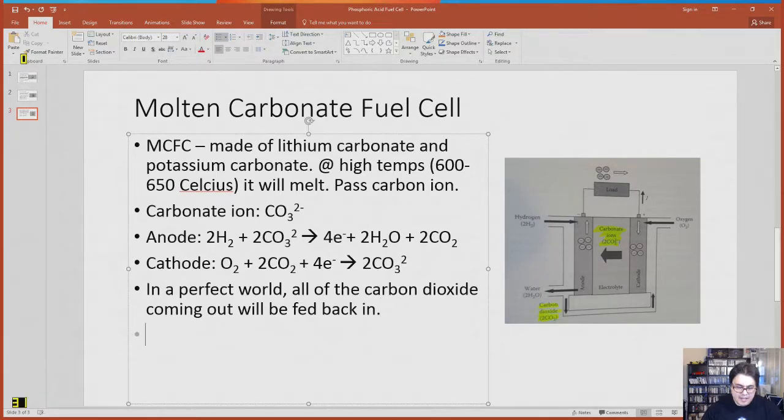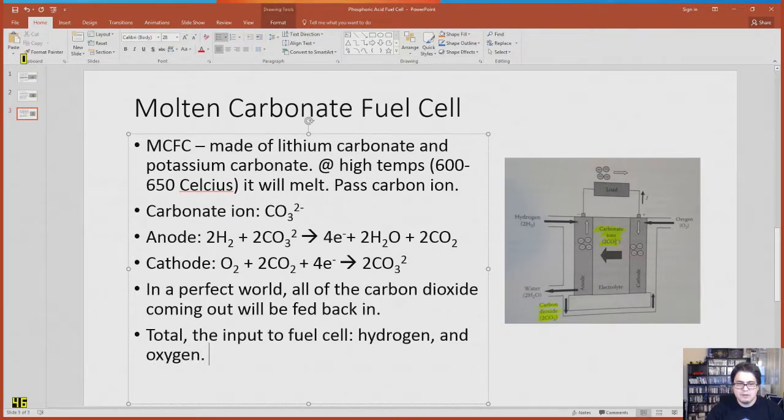So at the end of the day, in total, the input to the fuel cell was what? All we really put into a fuel cell was hydrogen and oxygen. Then we get out just water and, of course, energy. That's the whole reason why we're doing this. So here, the hydrogen comes in, oxygen comes in, and we get the energy. This is pretty much what fuel cells are, right?